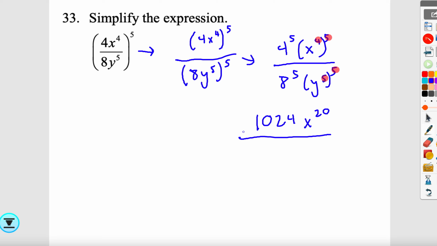Then we get 8 times 8 times 8 times 8 times 8. So that's 32,768. And then times y to the 25th, right? Well, these are pretty big numbers, so we have to simplify this fraction, right, guys?